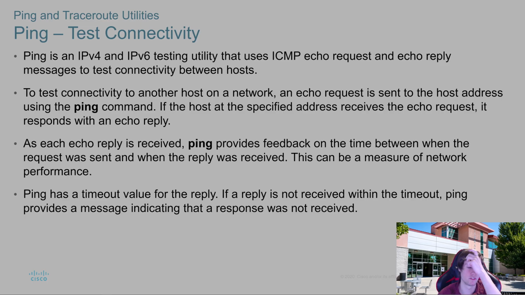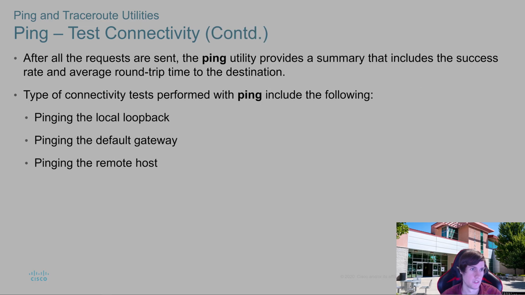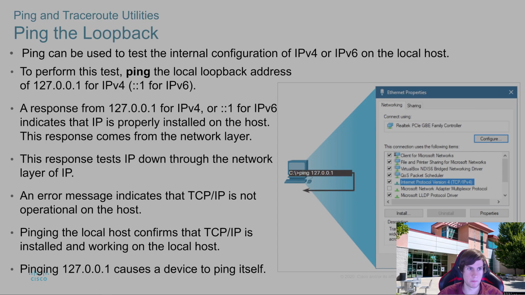So ping, test connectivity, we already talked about this a little bit, but ping is an IPv4 and 6 testing utility that uses the echo request and echo reply to see if things are there. Again, requesting is, hey, are you there? Replying is, yes, I'm here. So use the ping command, enter the IP address, see if you get a reply. After all requests are sent, the ping utility provides a summary. Types of connectivity tests performed: pinging the local loopback, pinging the default gateway, making sure the gateway is active and able to receive packets, and then pinging a remote host, so someone else on another network.